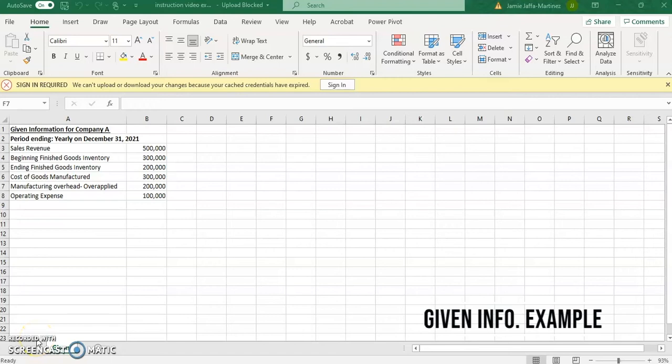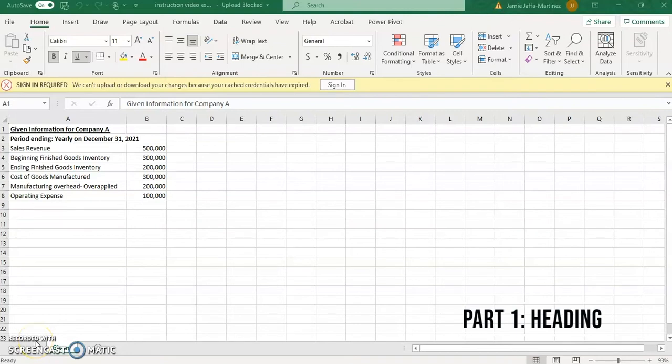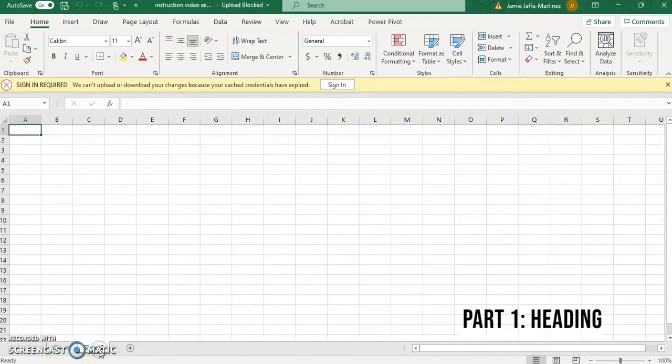Okay, so for this video, we are going to be doing an income statement example. Here is the given information for Company A. For the first part, we are creating our heading. The first thing we want to do is create a new sheet. So we go down to the plus sign, double click it, and name it Traditional Income Statement.